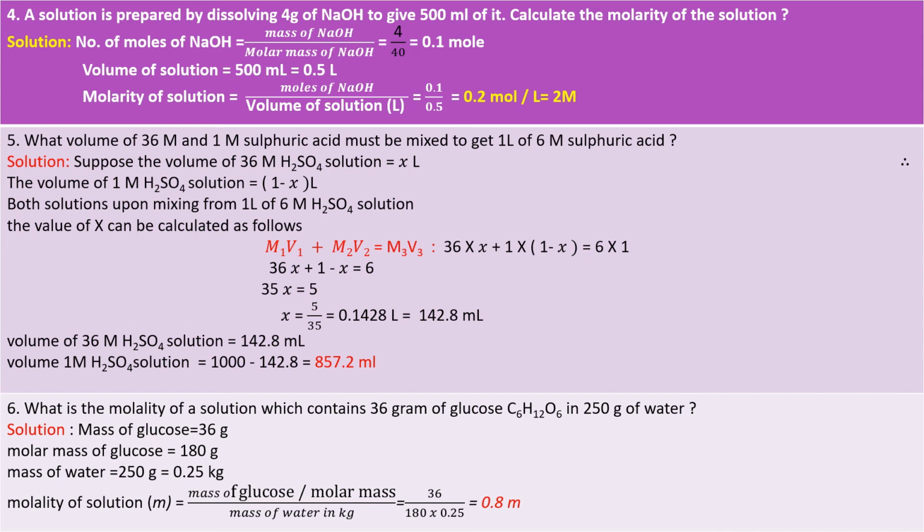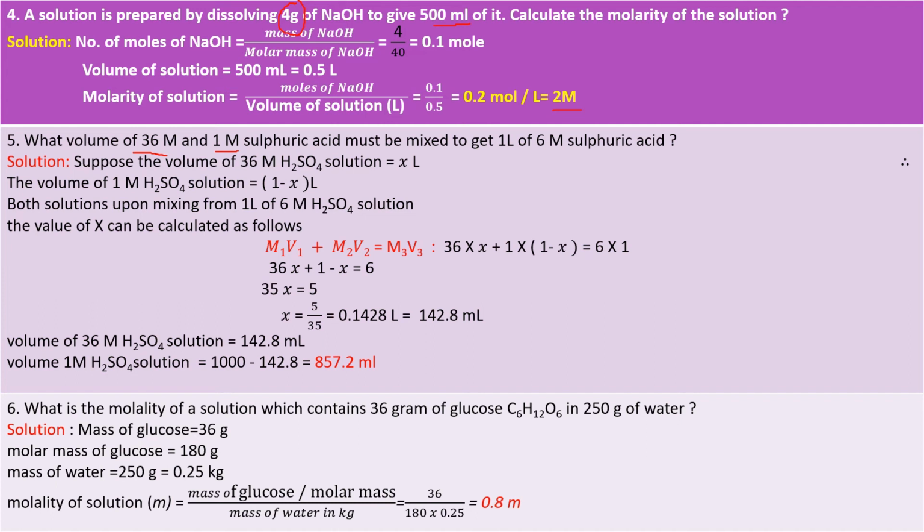Now the next question is, a solution is prepared by dissolving 4 gram NaOH to give 500 ml of it. Calculate the molarity. It is very simple. The mass of the solute is given, the volume of solution is given in ml, so you convert it into liter. So simply putting the value 4 upon 40 gives you the moles, that is 0.1 mole, and 0.1 divided by the volume of solution in liter, that is 0.5, gives you the answer 2 M, that is 2 moles per liter is the molarity.